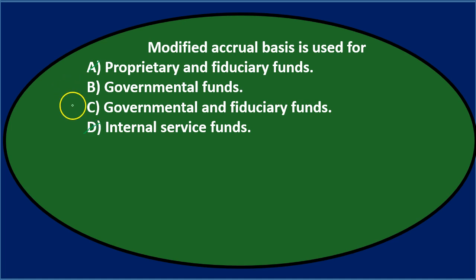So between B and C, the modified accrual basis is used for either the governmental funds or the governmental and the fiduciary funds. You would think the more correct answer would be the governmental funds, because if C was right, then B would have to be right. It could be that C would be more correct, but in this case, it's going to be B, the final answer. Modified accrual basis is used for governmental funds, and that's a fund category.